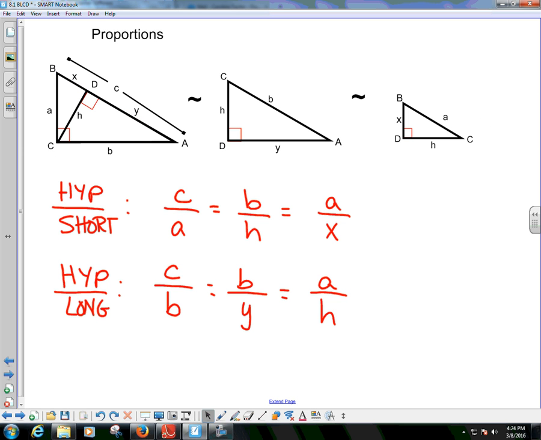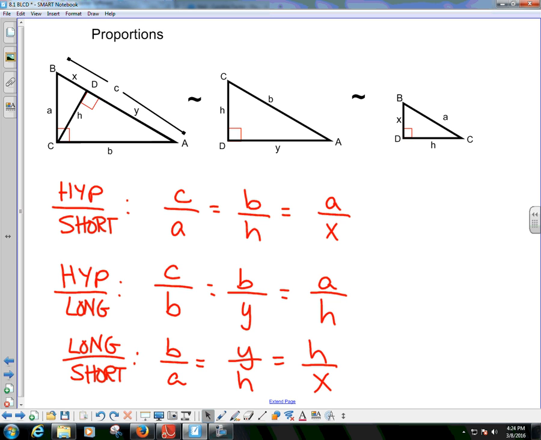And lastly, I can talk about the ratio of the long leg over the short. So for the biggest original triangle, I can talk about the long leg over the short as B over A. And that proportion is going to equal the same ratio for the middle triangle. The long leg is Y and the short leg is H. And that proportion equals the long over the short for the smallest triangle, and that's H over X. If you need to, take a pause and get that put down and then come back.